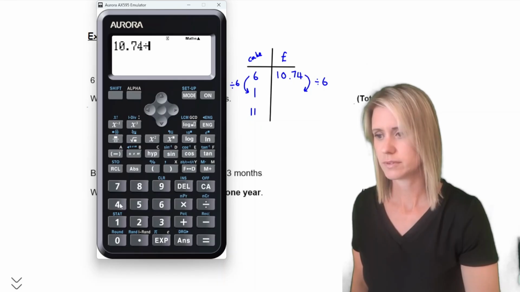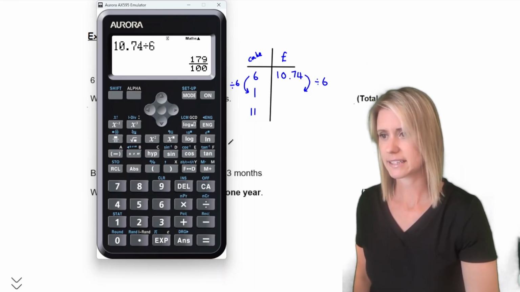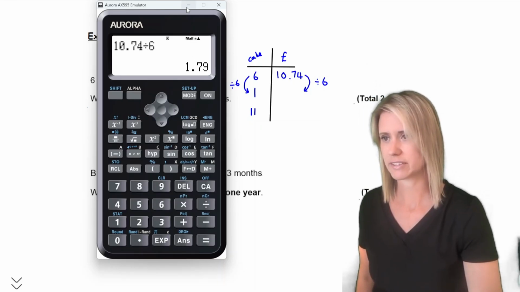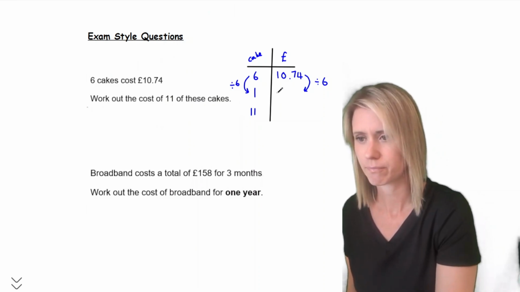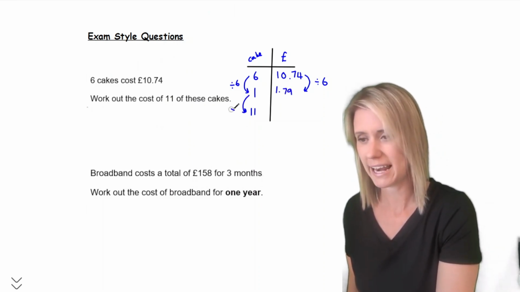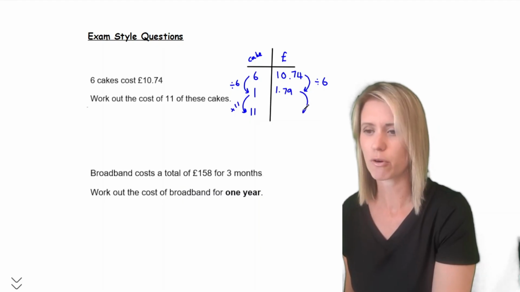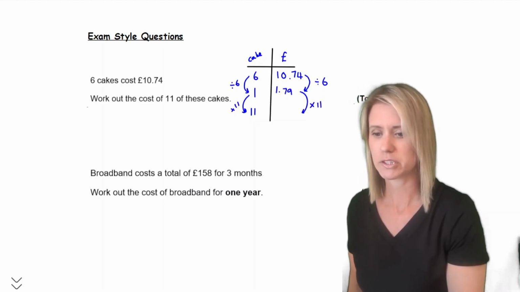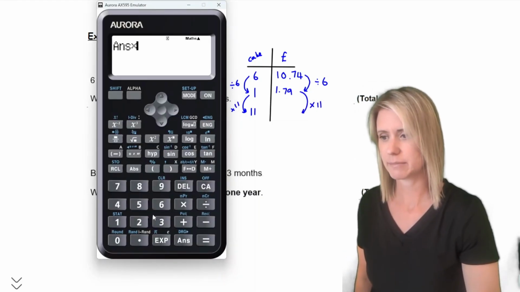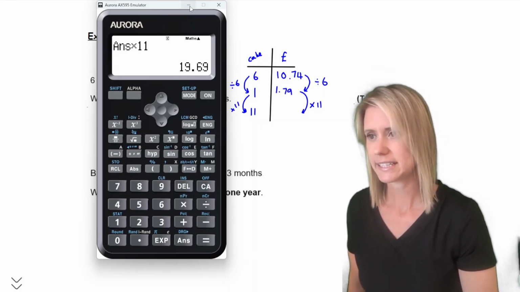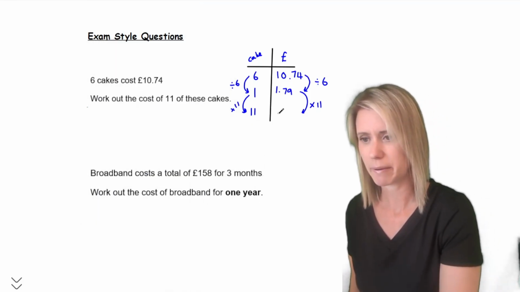£10.74 divided by 6 gives us £1.79. And then we need to multiply 1 by 11 to get to 11 cakes. So the price is also going to be multiplied by 11. It's going to be 11 times larger. Multiply that by 11 gives me £19.69.